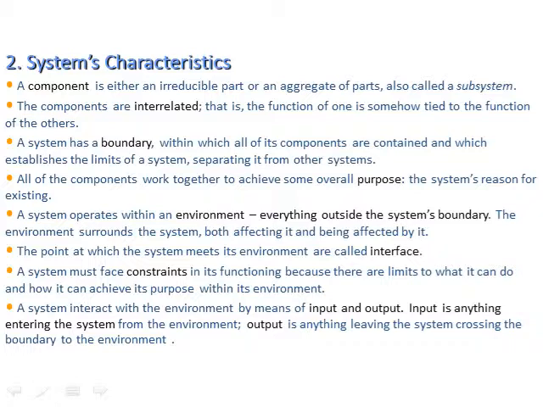The point at which the system meets its environment is called the interface. We have to face that every system has constraints in its functioning because of limits and resources. And we know that a system interacts with the environment through inputs and outputs, with an input being anything entering the system from the environment, and an output is anything leaving the system, crossing the boundary to the environment. So these are just the 9 components we talked about, and some language around how we would describe those.